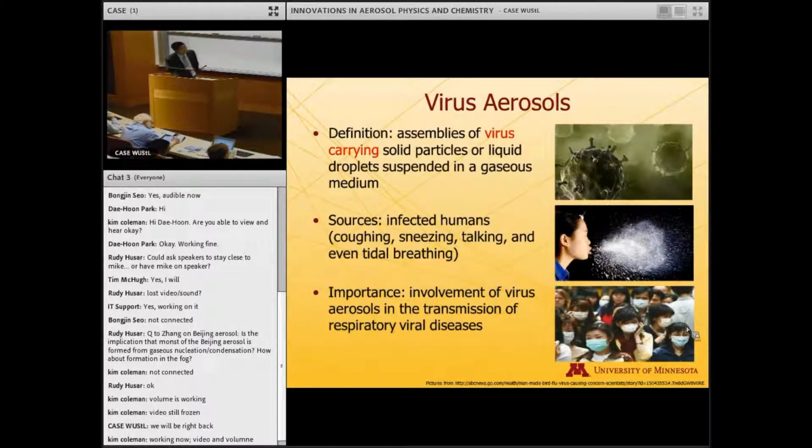And virus aerosol is an assembly of virus-carrying solid or liquid droplets suspended in the gas phase. Now they come from coughing, sneezing, and talking, and it's important because it involves virus transmission and respiratory virus diseases.